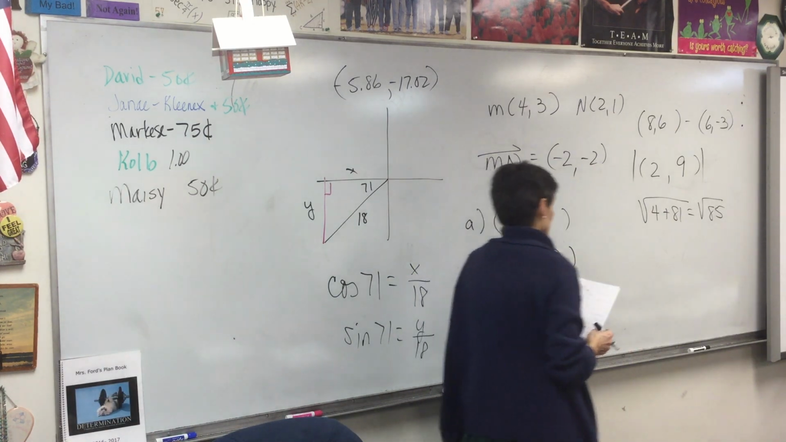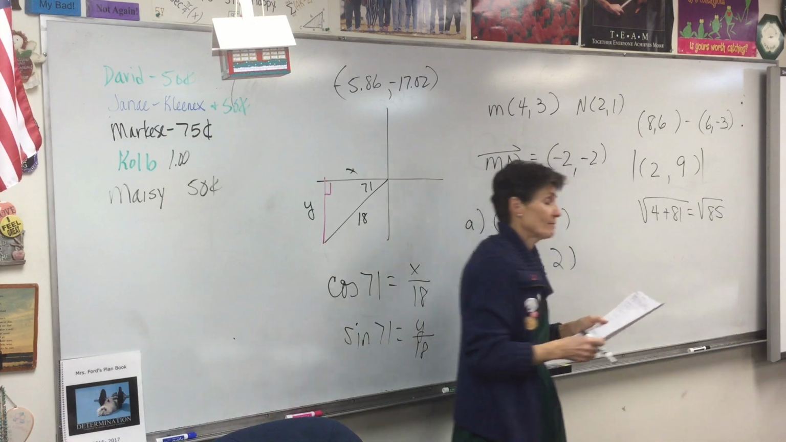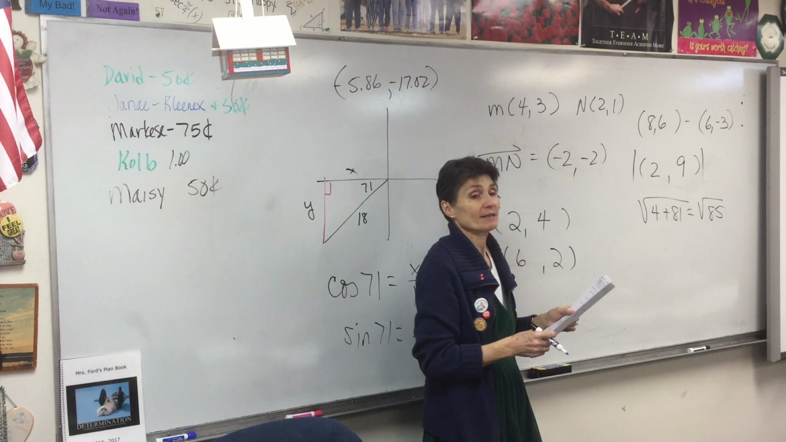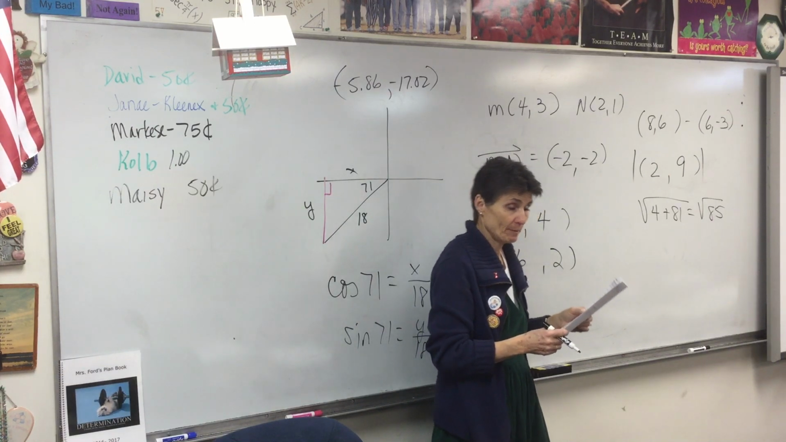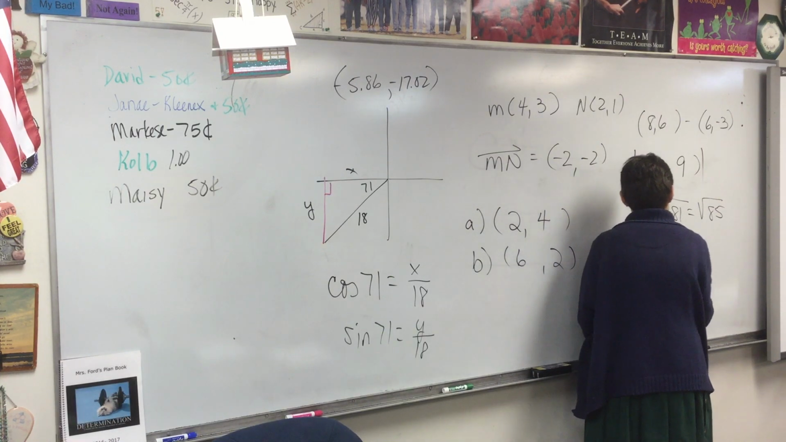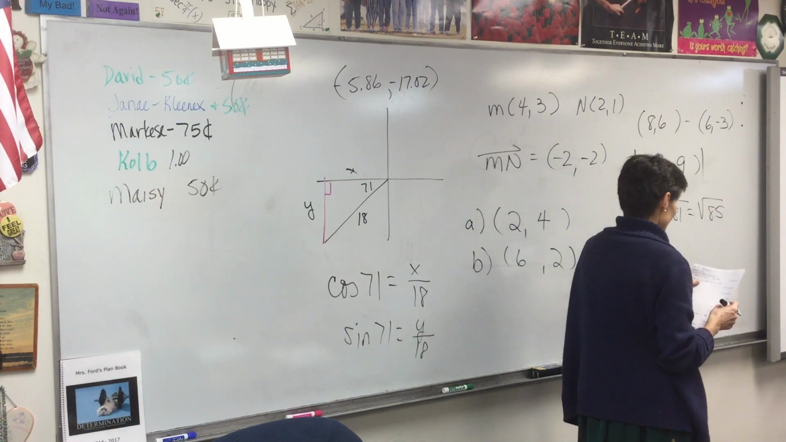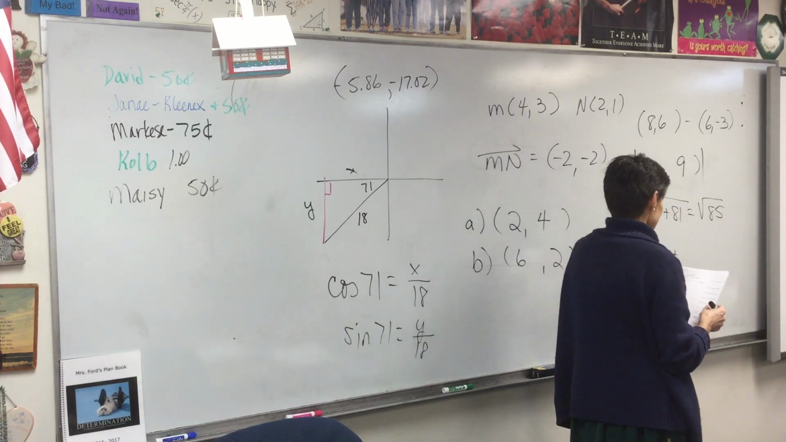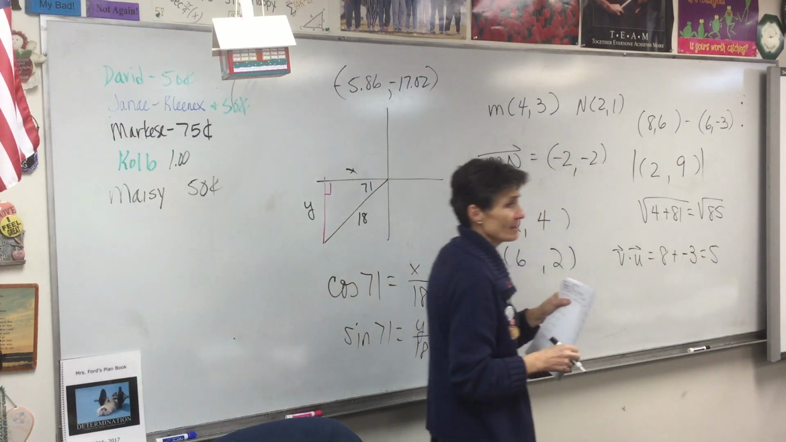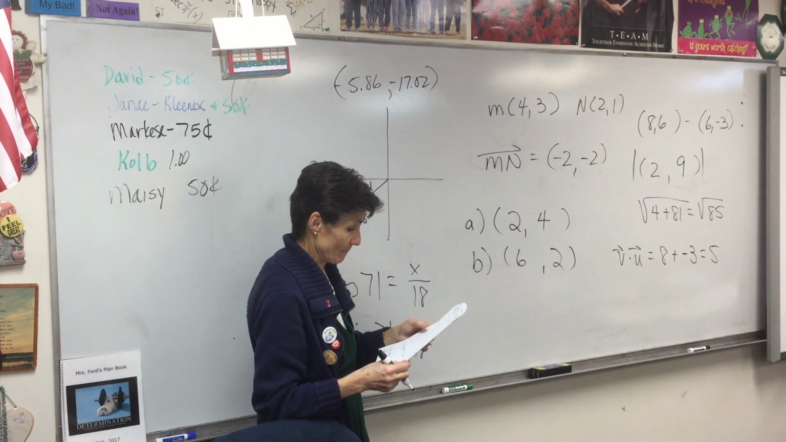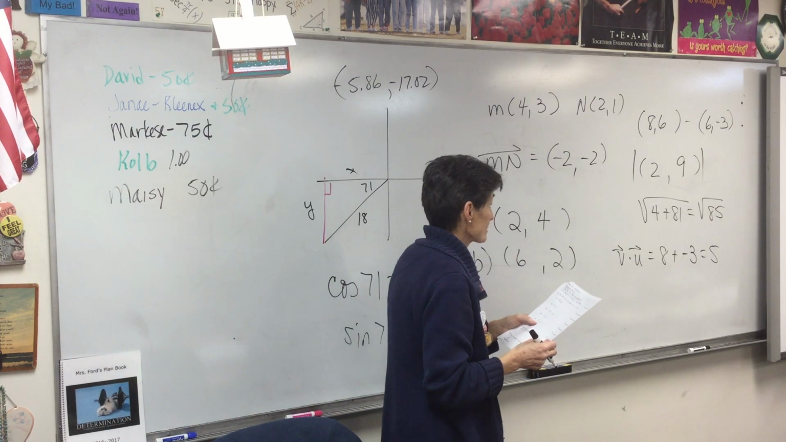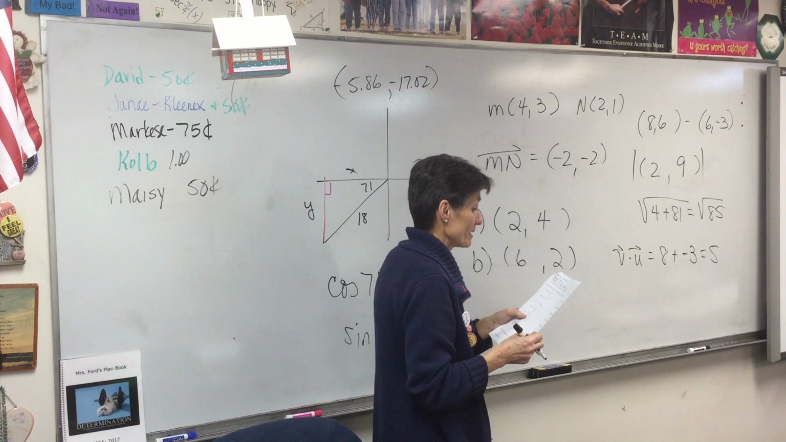V dot U. The dot product of V and U. How do we do a dot product again? X times X, Y times Y, add them up. So V and U, X times X is 8. Y times Y is negative 3. I got 5. The dot product is 5. X times X, Y times Y, yeah, that's right, 5.